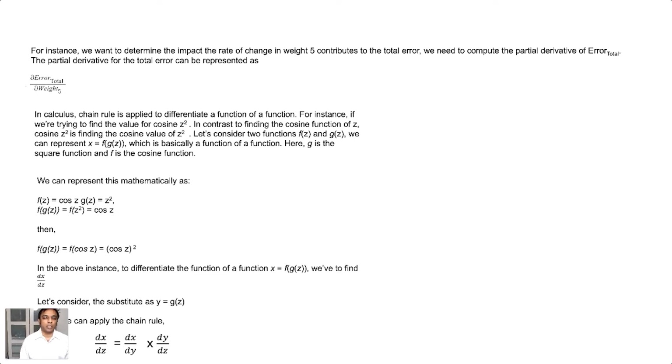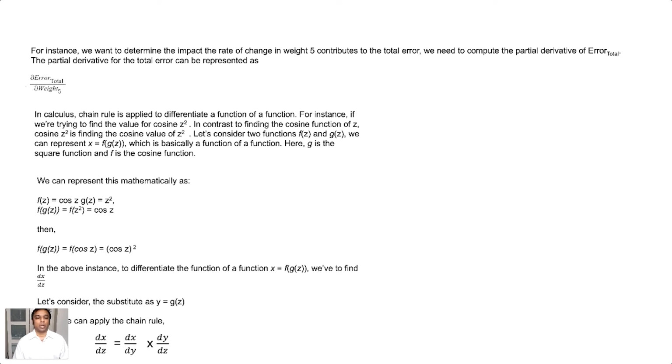Because we're trying to find the cosine of z, f of z is basically the cosine of a function of z, which is z square, and the function of z is z square, which is a cosine z. When you apply that, you're finding the cosine of z square. So if you want to differentiate this, you're going to have to find the partial derivative of this, d of x by dz.